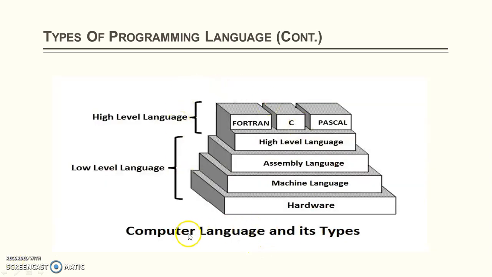This figure shows the computer languages and their types. Hardware is connected with the machine language because hardware is nothing but a collection of switches that can be represented in on and off states. So the machine language is nothing but a collection of 0s and 1s. Then there is assembly language, and in the upper layer you will get the high level languages like Fortran, C, Pascal, Java, etc.